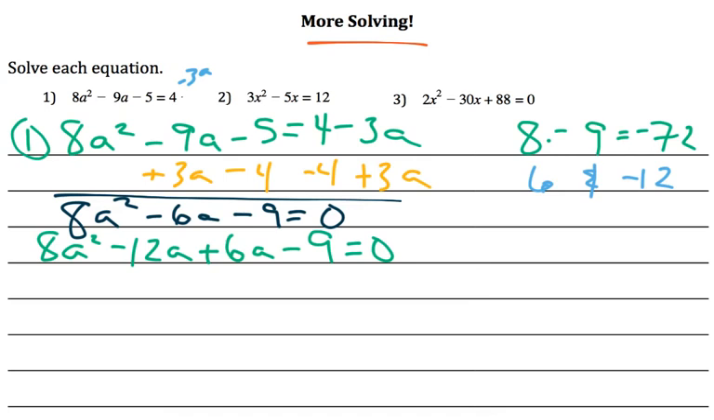Looking at the two terms on the left, I can factor out 4a, which leaves me with 2a minus 3. On the right side, I can factor out 3, which will leave me with 2a minus 3. And that'll be equal to 0.